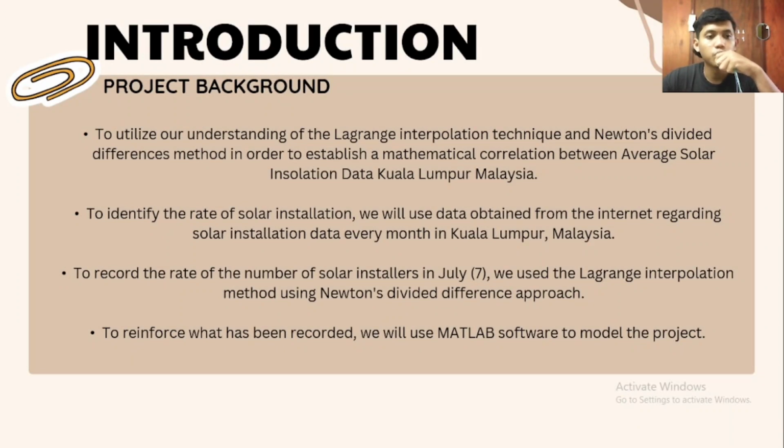For introduction, first, project background. Our project is to utilize our understanding of the Lagrange interpolation technique and Newton divided difference method in order to establish a mathematical correlation between average solar irradiation data in Kuala Lumpur, Malaysia. Second, to identify the rate of solar irradiation, we will use data obtained from the internet regarding solar irradiation data every month in Kuala Lumpur, Malaysia. Third is to record the rate of the number of solar installed in July. We use the Lagrange interpolation method using Newton divided difference approach. Lastly, to reinforce what has been recorded, we will use MATLAB software to model the project.